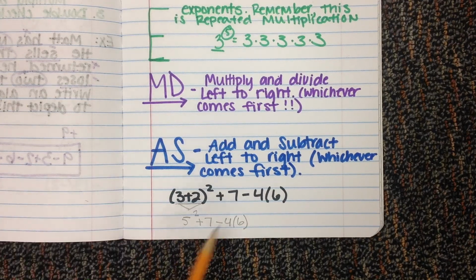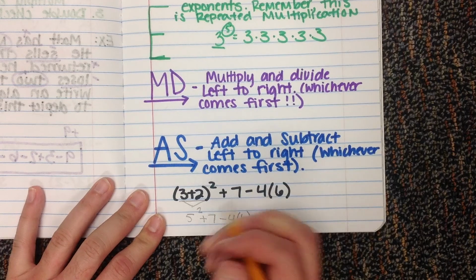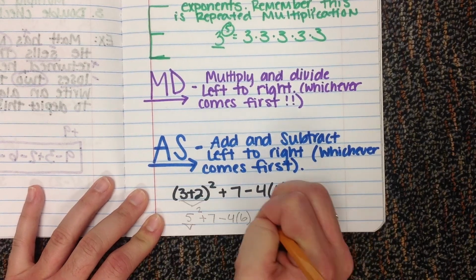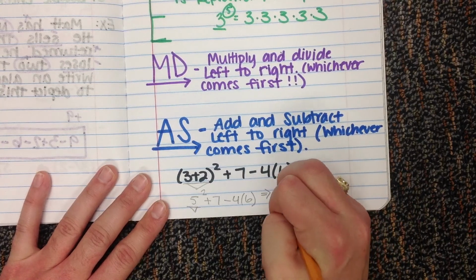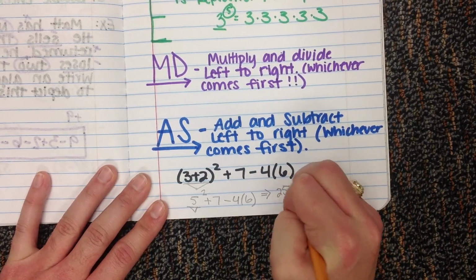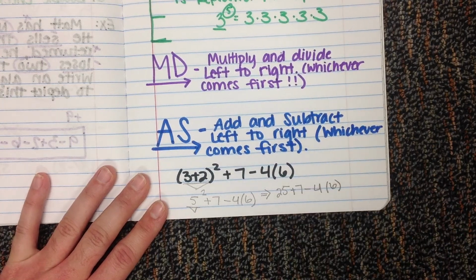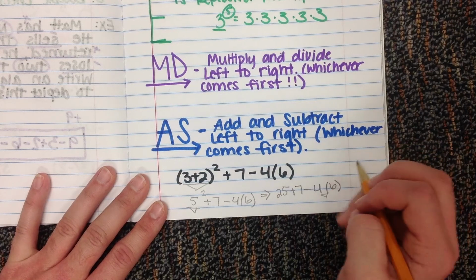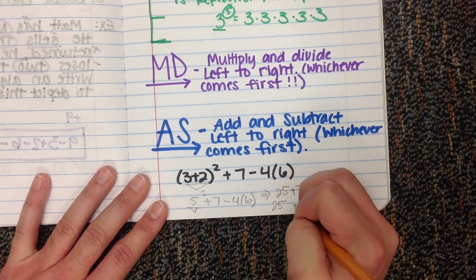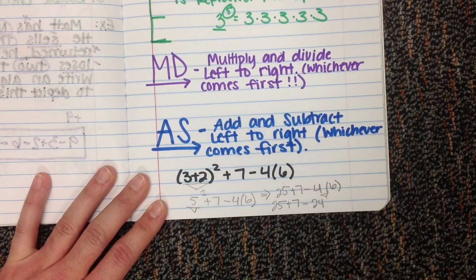Second step is exponents. 5 to the 2nd power is 25. And I'm going to rewrite off to the side. I'm running out of space on my paper. So 25 plus 7 minus 4 times 6. I'm going to multiply my 4 times 6. So I get 25 plus 7 minus 24.